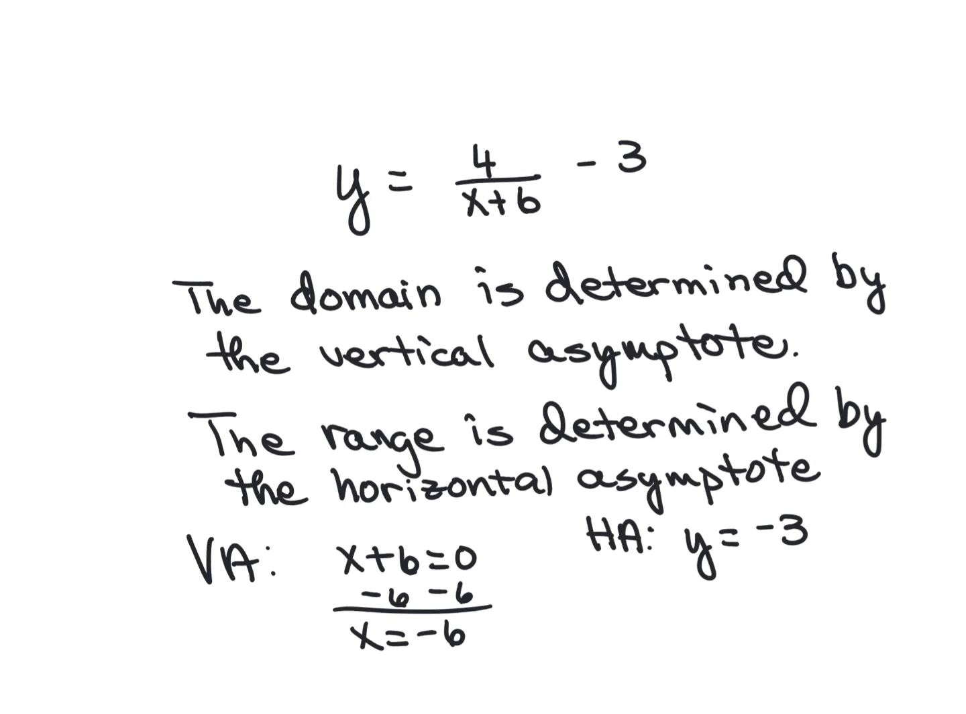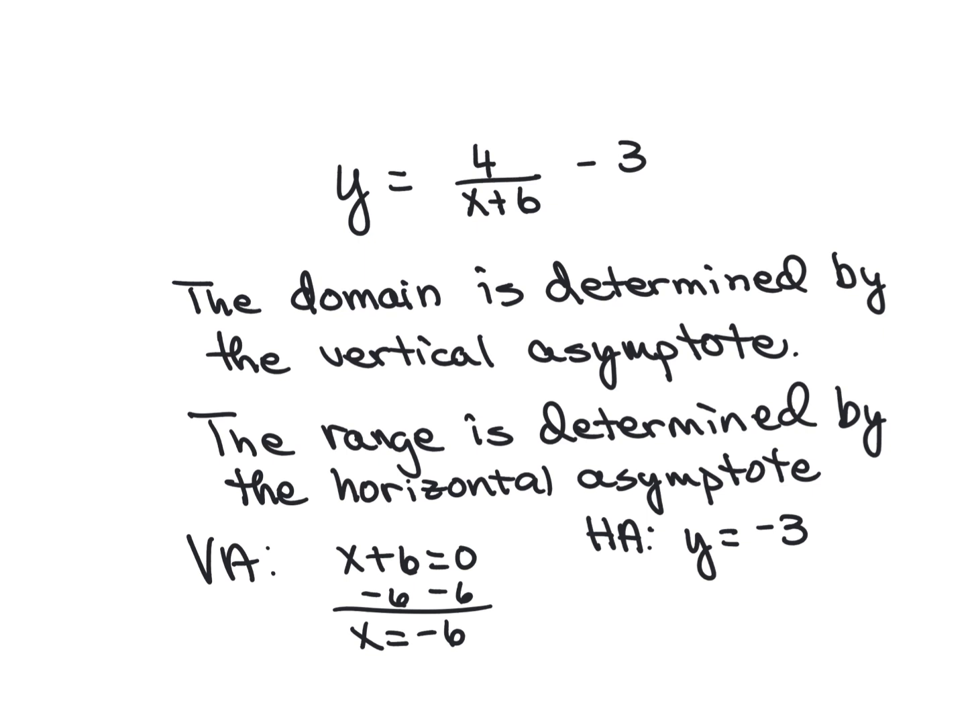All right, on finding the domain and range of a rational function, that is dependent upon what the vertical asymptote and the horizontal asymptote is. The vertical asymptote restricts that domain. For instance, in this particular problem, the vertical asymptote is x equal negative 6. Therefore, that means that x cannot equal negative 6 in the domain.